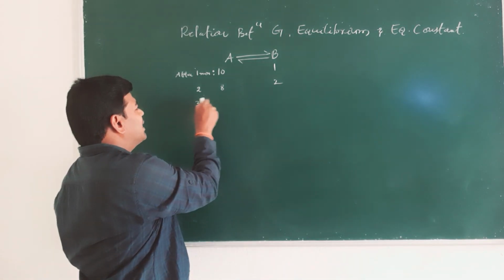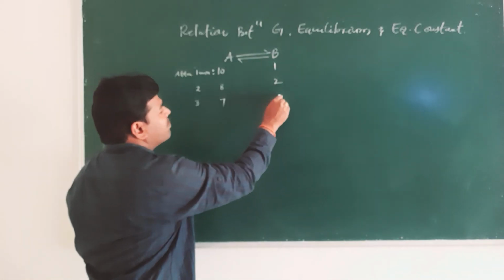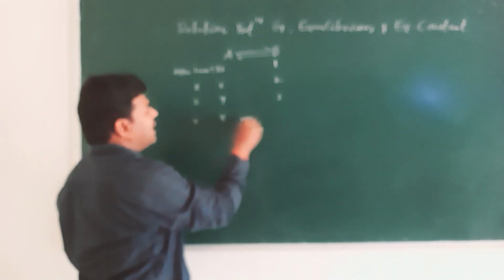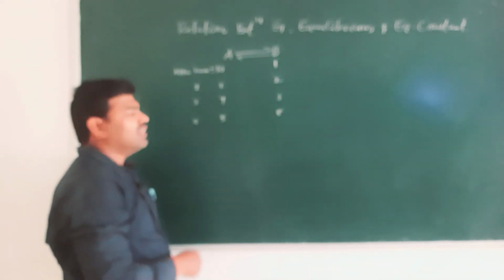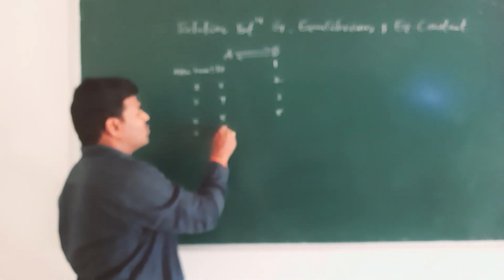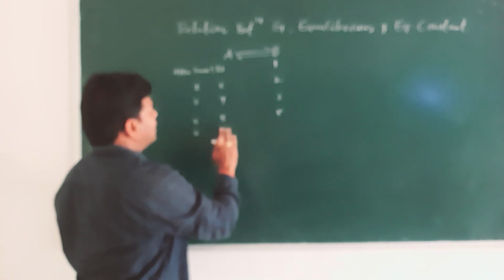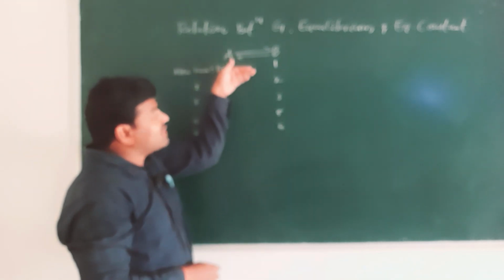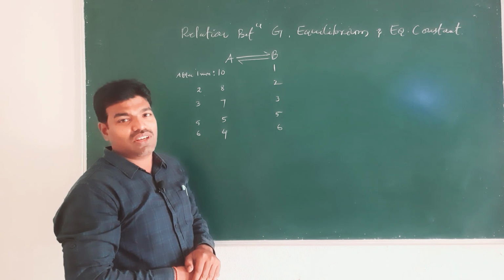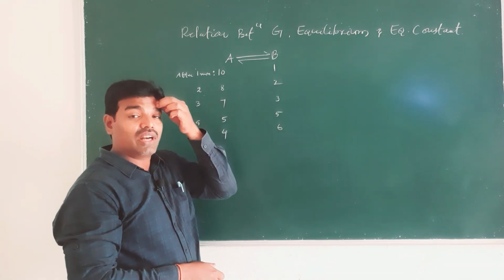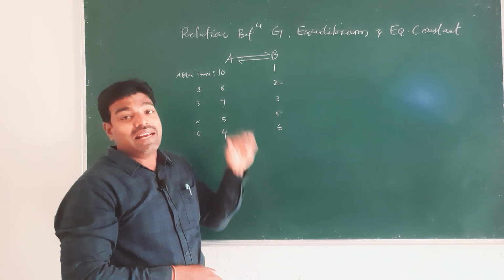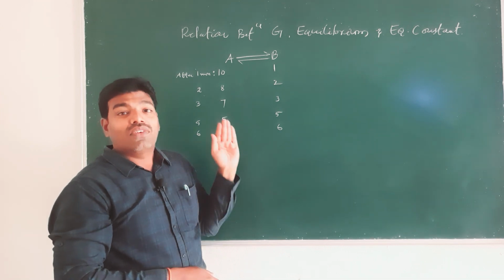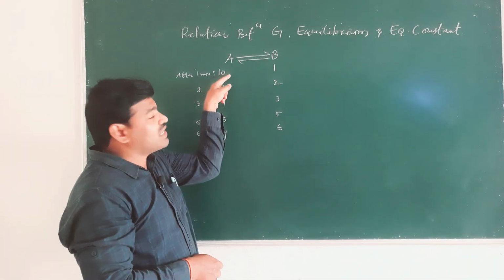After 3 minutes, A would become 7 moles and B would become 3 moles. After the 5th minute, A would become 5 moles and B would become 5 moles. After the 7th minute, A would become 4 moles and B would become 6 moles. That is, with the progress of the reaction, Gibbs energy of the reaction mixture decreases with composition of the reaction mixture.